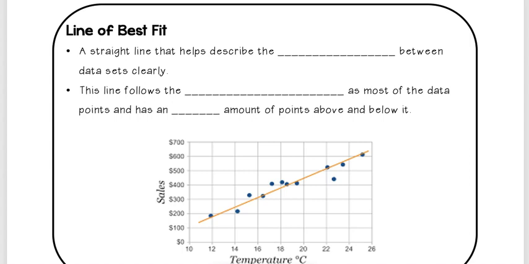So we learned about correlation coefficient in the last video, and now for this one we're going to talk about the line of best fit. So the line of best fit, that is a straight line that helps describe the correlation between data sets clearly. This line follows the same direction as most of the data points and has an even amount of points above and below it.